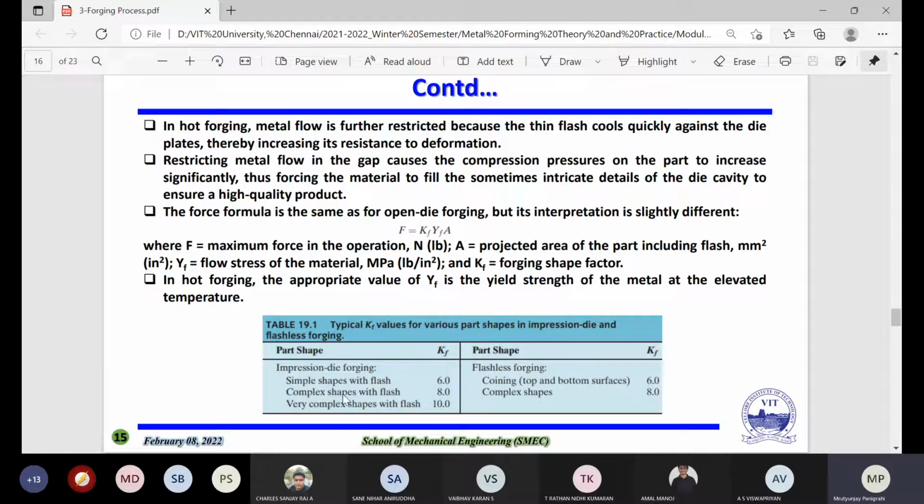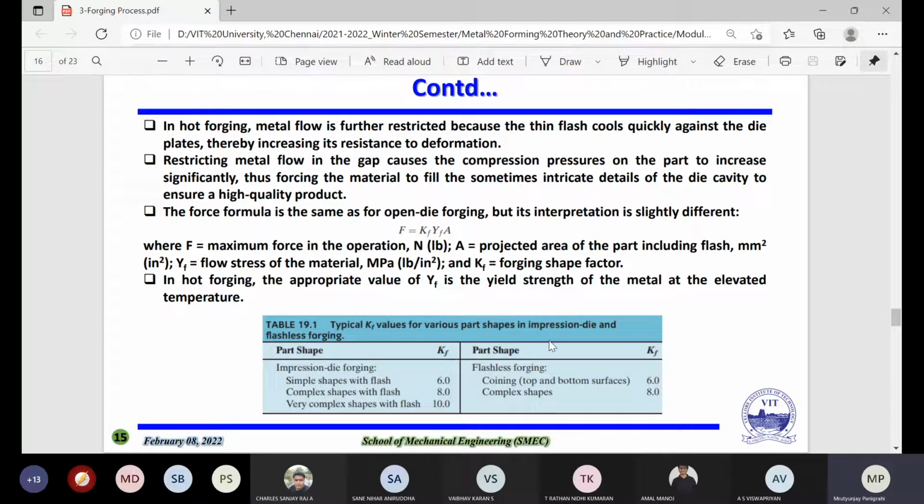For example, this is giving us the Kf value, whether you have impression die forging or flashless forging. In the case of impression die forging, simple shapes with flash, you have to take this Kf value as 6. When we have complex shapes with flash, 8. But if this is given, then this is fine. For example, if I put somewhere simple shape plus 6, with the Kf value already given, then you can consider that. If not, I will probably put this table in the question. Then you have to choose which one is suitable for your question. Very complex shapes with flash, you have to take Kf as 10.